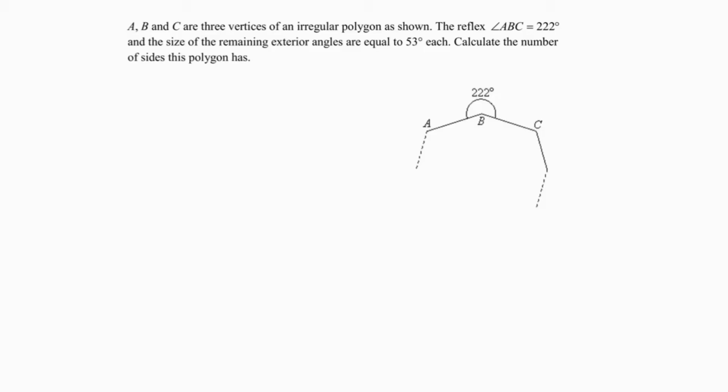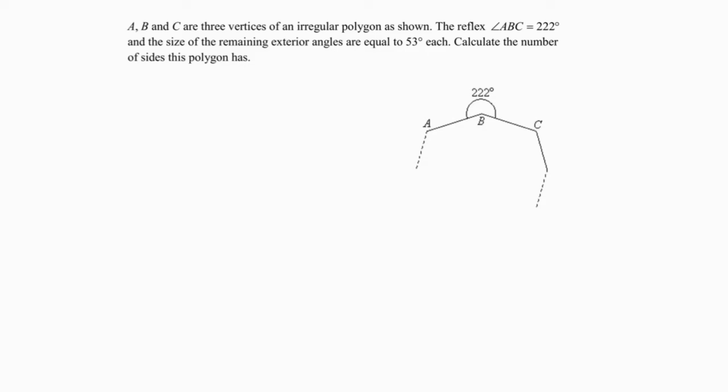Hello everyone, welcome to this math video where we are given an irregular polygon. That means all the sides are not the same. We are also given a reflex angle. So again, let's see, the size of the remaining exterior angles are 53 degrees each. Calculate the number of sides this particular polygon has. Wow, this seems to be tough, but not to worry.